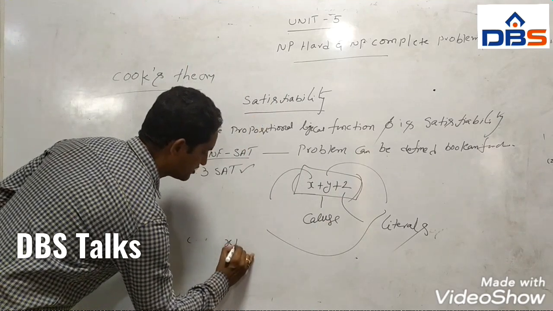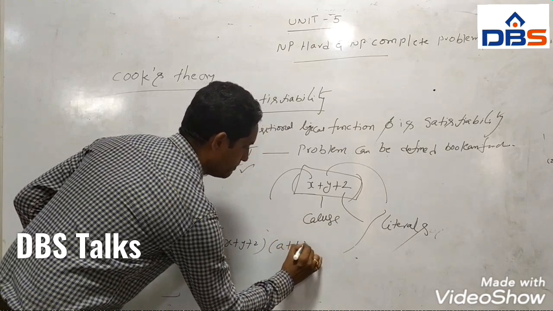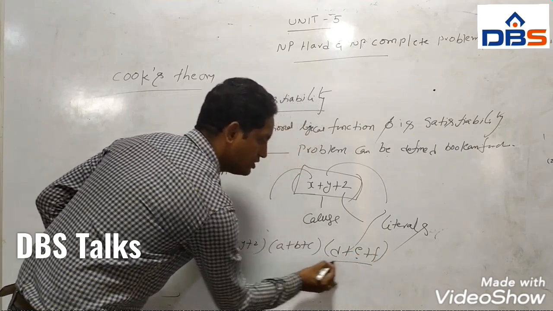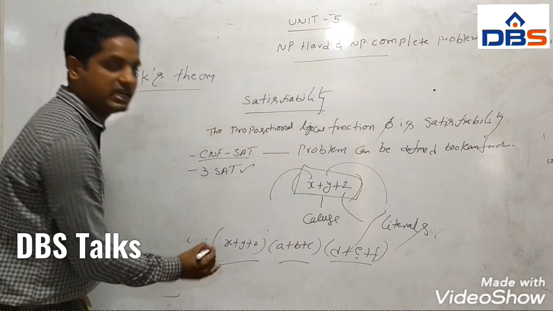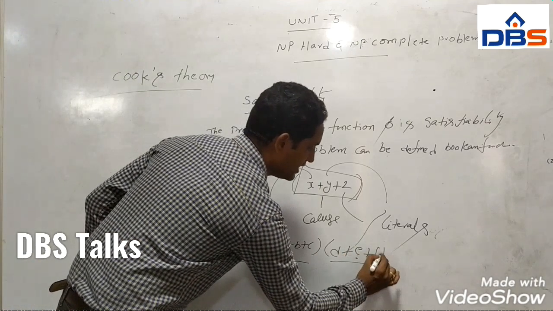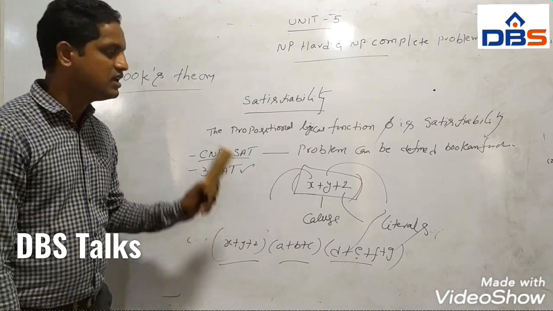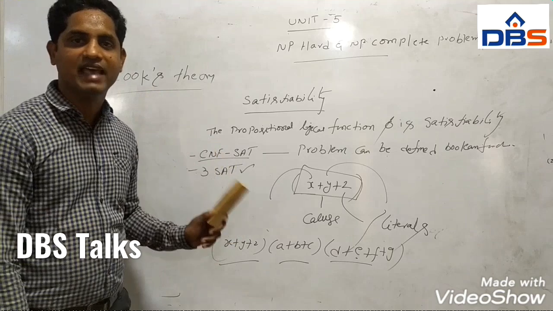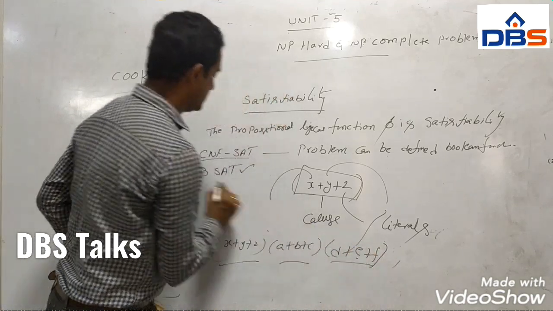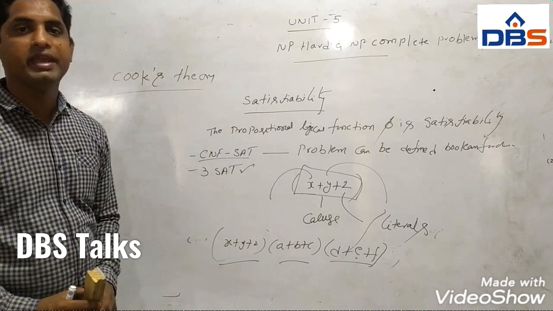See, for example, x plus y plus z, a plus b plus c, d plus e plus f. So 3 literals, 3 literals, 3 literals. That is called a 3 SAT. For example, c plus g is not a 3 SAT. So what we say is 3 SAT means every clause is formed of exactly 3 literals. So now we go for whether 3 SAT is NP complete.